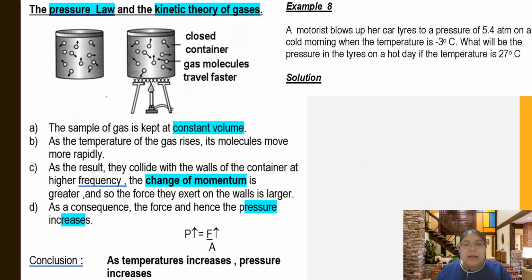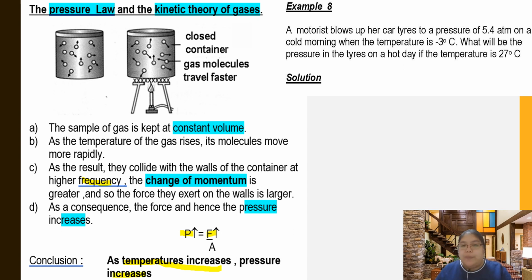Okay, now we're going to see the kinetic theory, how to explain. First one, the sample of the gas has constant volume. Okay, number two, as the temperature of the gas rises, the molecules move more rapidly. Okay, as a result, the collisions with the wall of the container are at higher frequency. The change of momentum is greater because you move faster, so velocity increases, momentum automatically increases. So the force exerted on the wall is larger. Finally, the force and hence the pressure increases. Because we follow this formula, when your force increases, your pressure automatically increases. As temperature increases, pressure also increases.